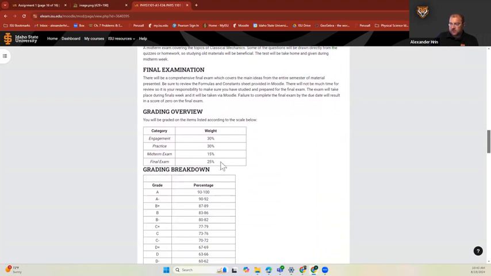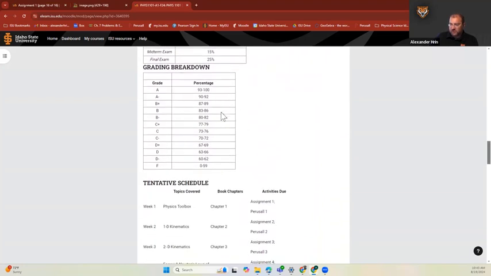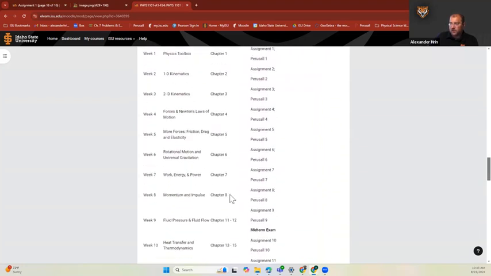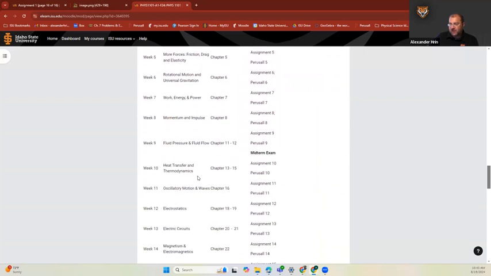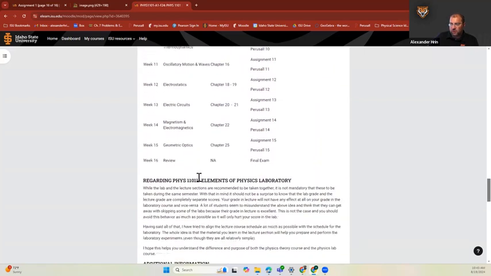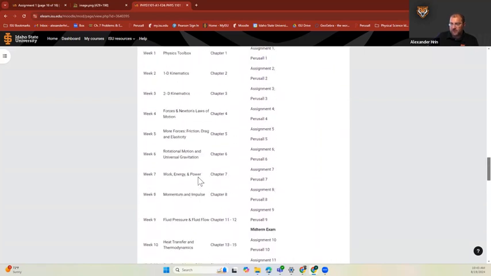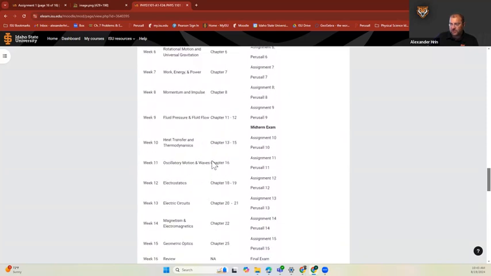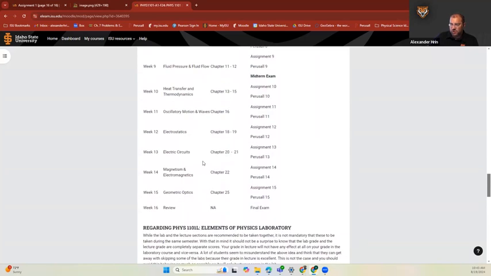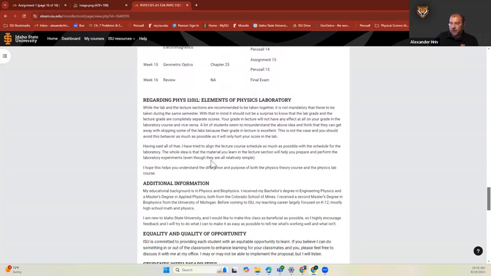So we've already talked about the grading overview. You can look at the grading breakdown. It's pretty standard for the plus minuses. This is just a tentative schedule, how that will work out, along with the tentative book chapters that'll go with that.